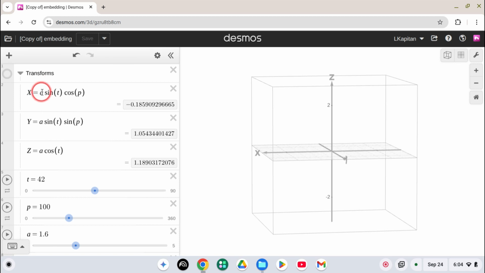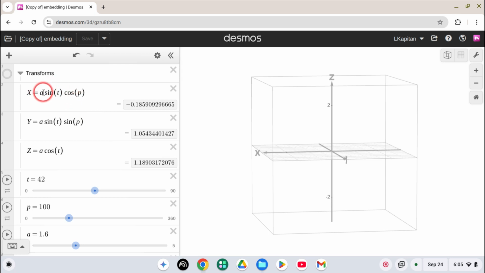Okay, so for the radius, I chose the letter A because once again, R has a special meaning in Desmos. And this would normally read R sine theta cosine phi, but Greek letters in Desmos are a pain. So I just chose T and P. So this is theta and phi. So here's the X transpose. The Y is A sine theta sine phi, and Z is just A cosine theta. Remember, we've done this many times, okay?